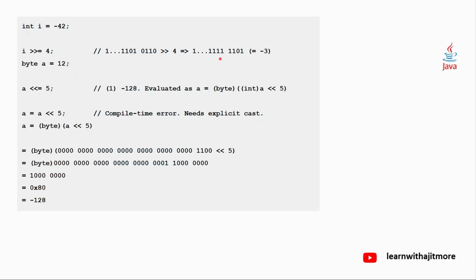Because I have not got the decimal of this directly. When you get the decimal directly, it is positive. And when you are getting the decimal from 2's complement, it is surely negative. So you have to put minus. Okay. Now coming to this part, you can check: A left shift 5 times.